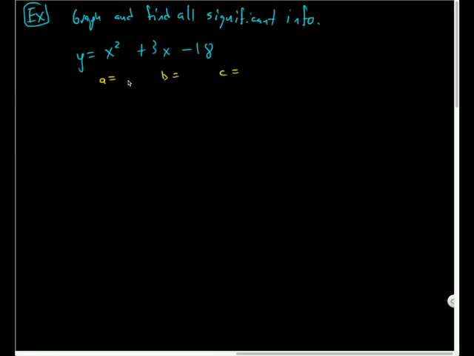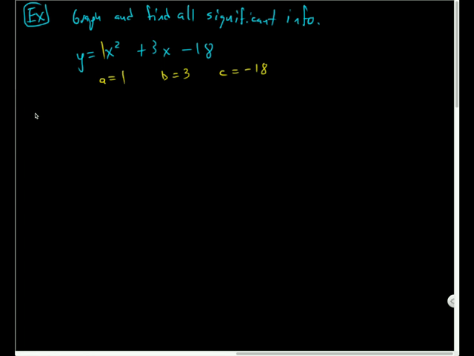So the value of a is the coefficient of my quadratic term, and this one has a little 1 hiding there, like a hobbit wearing a ring. It was invisible the whole time. So a is 1, b is 3, the coefficient of our linear term, and c is our constant, including the sign, is going to be negative 18. So let's actually do some work.